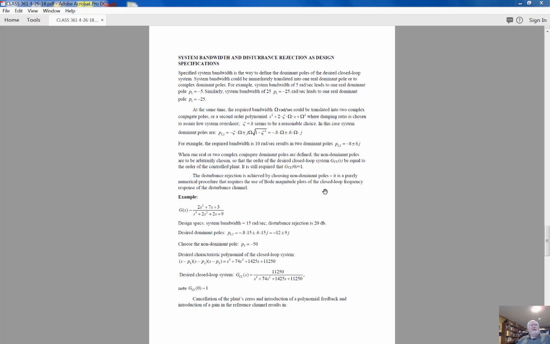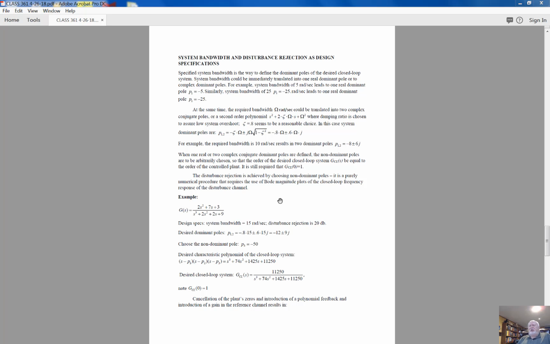And the number of non-dominant poles depends on the order of the control plant. And then you need a constant gain and no zeros, of course, in the desired closed-loop system transfer function. No zeros. But the constant gain should be chosen such that if in the desired closed-loop system transfer function you replace s by 0, you will get 1. G closed loop of 0 must be equal to 1.